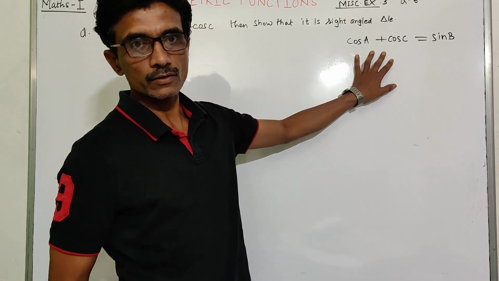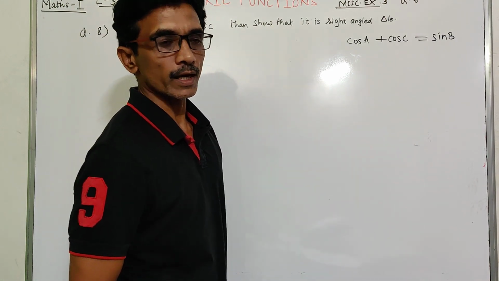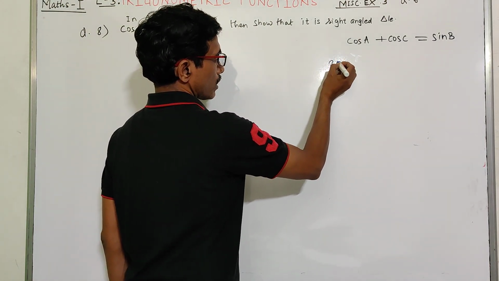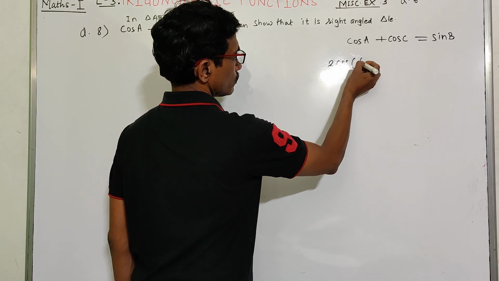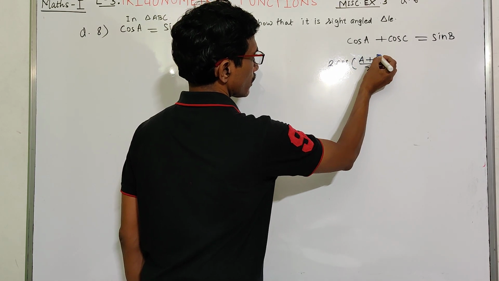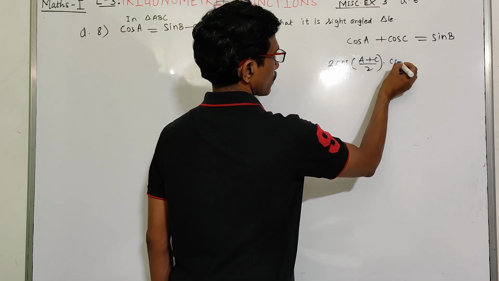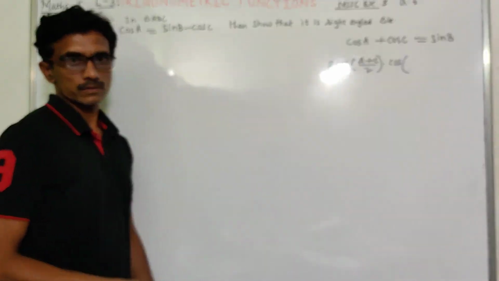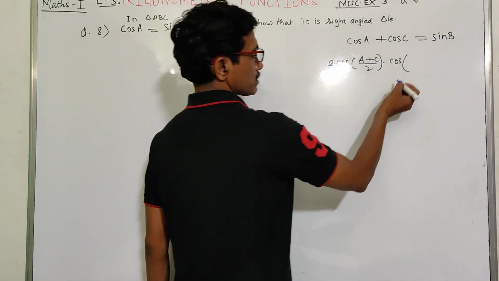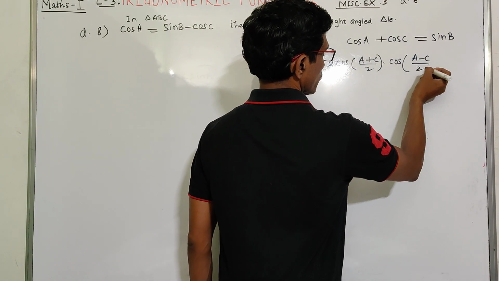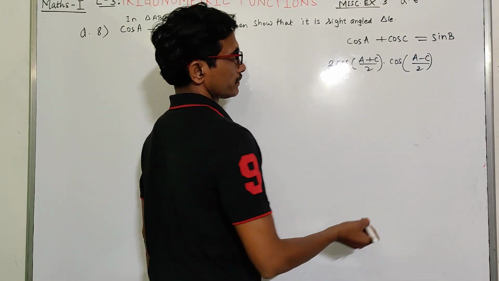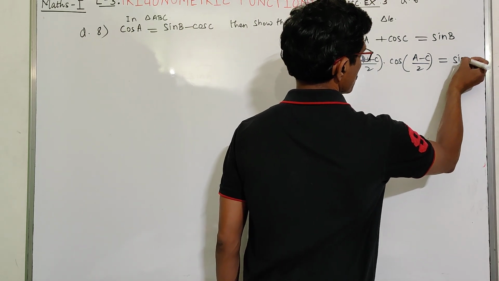We apply here the cos C plus cos D formula. So it will be 2 cos of (C plus D) upon 2, that is (A plus C) upon 2, into cos of (C minus D) upon 2, that is (A minus C) upon 2. Right hand side, sin B.